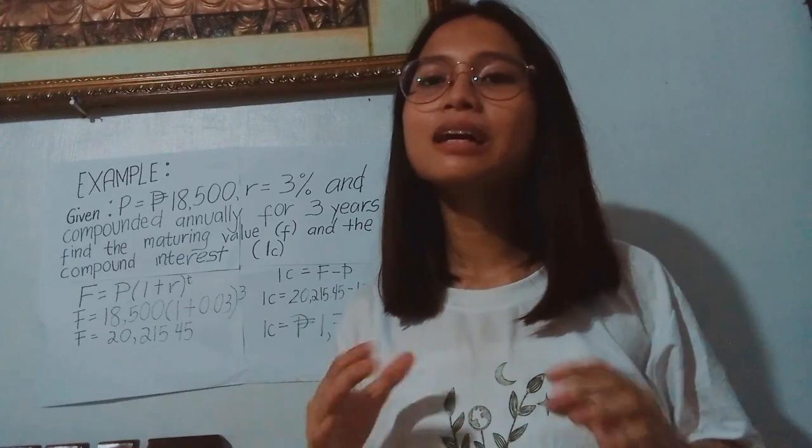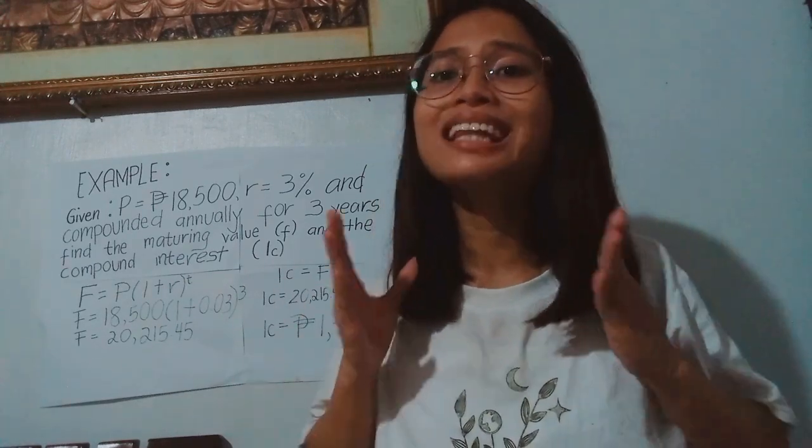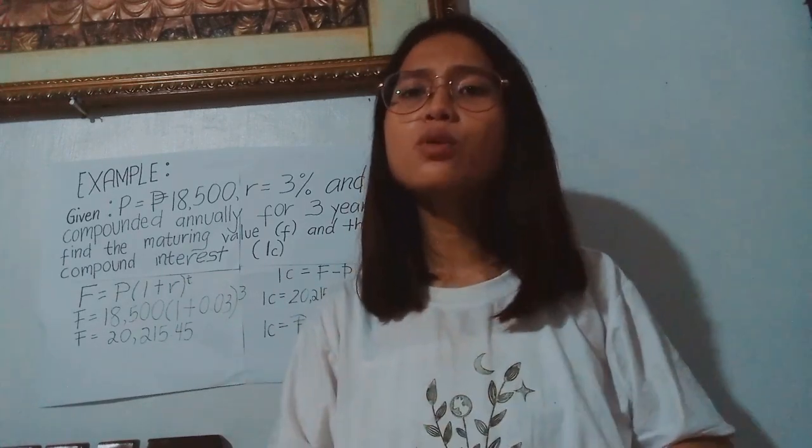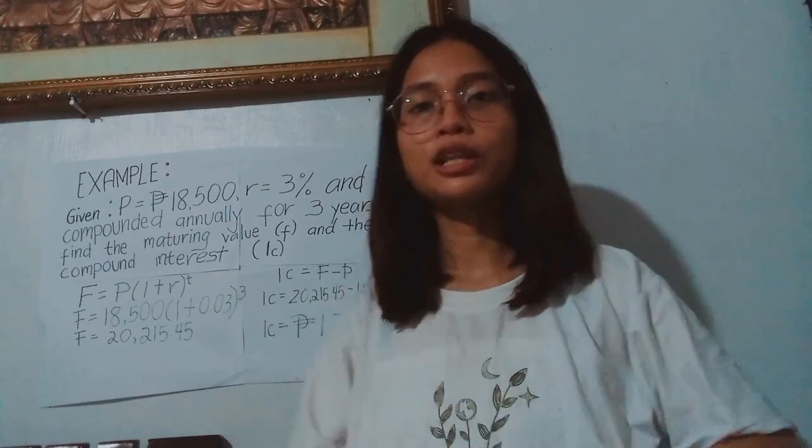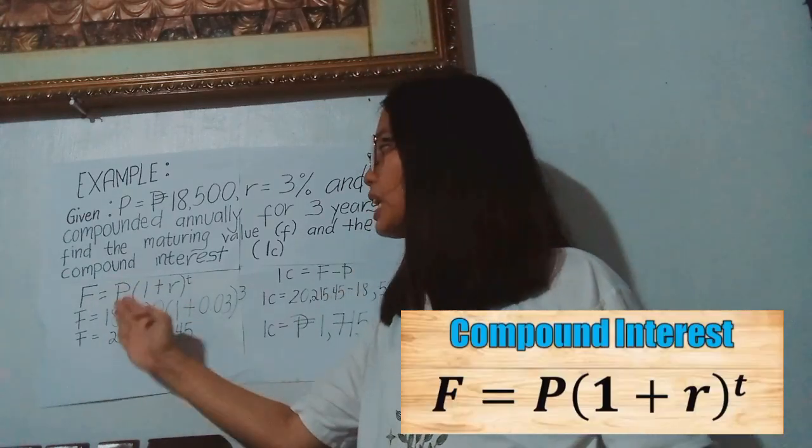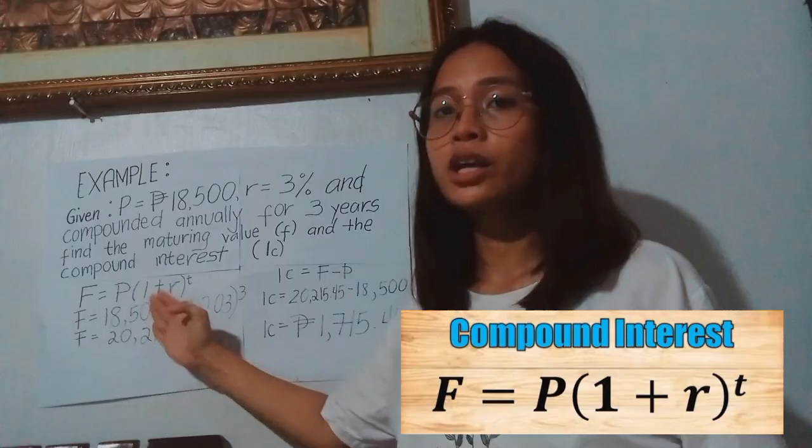So, find the maturity value F and the compound interest. I will use the maturity value formula. F is equal to P times (1 plus R) raised to T.